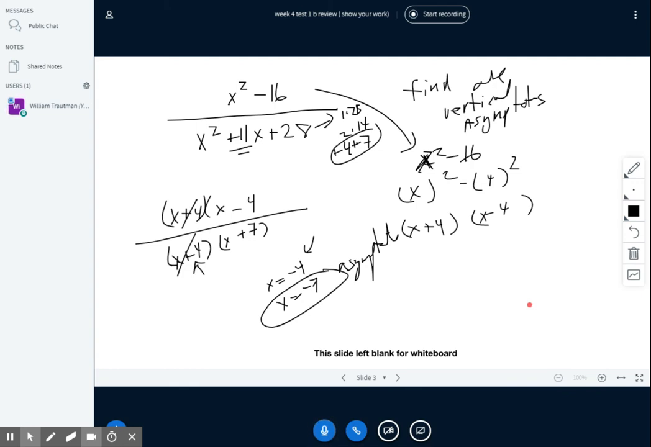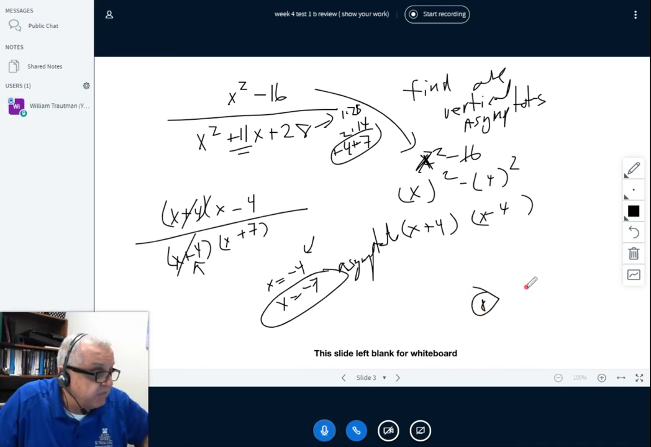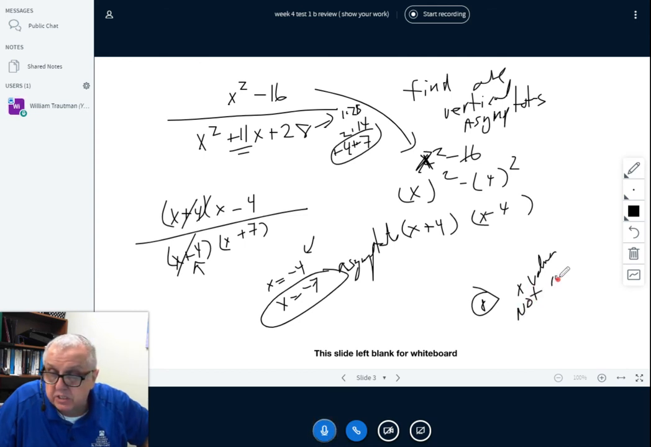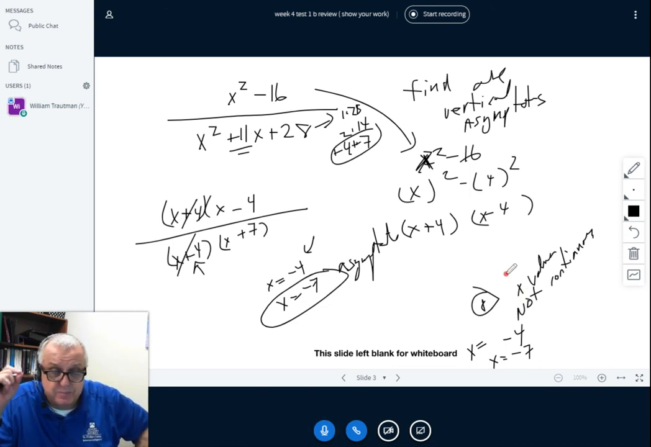And the last problem is very similar to this. The last problem, you have to factor everything. It says, problem 8, the last problem on the test, find all the x values that make this non-continuous, not continuous. And if you look, the answer is x equals negative 4 and x equals negative 7. Both of those do not make this function continuous because there's a hole or an asymptote at those spots.